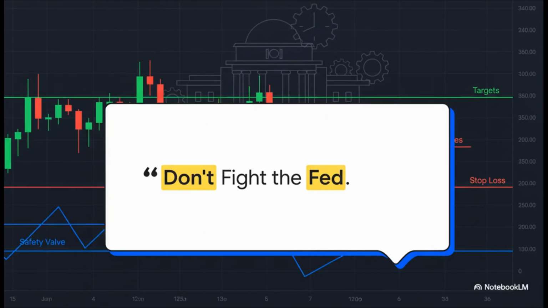There's this classic saying on Wall Street that you'll hear over and over. Don't fight the Fed. And all it really means is that major economic news, especially announcements from the Federal Reserve, can totally move the entire market and just steamroll any individual stock chart. You've got to respect it.